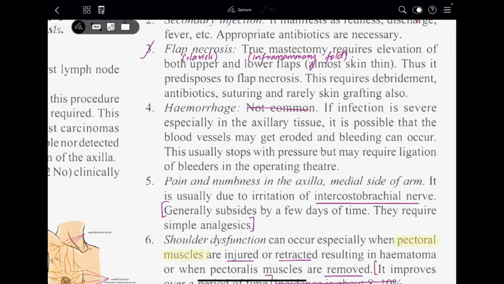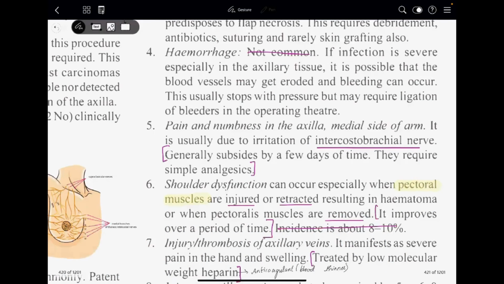Nitija, can you once again explain flap necrosis? Like, what leads to necrosis? Okay. See, the surgery requires the flap to be very thin. It should be as thin as the skin. So this will lead to a lesser blood supply to the flap. So hence it will lead to necrosis. Is that okay? Okay, done.